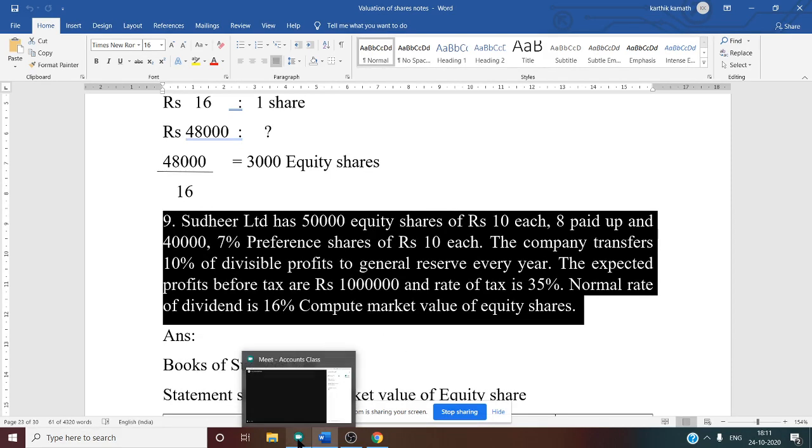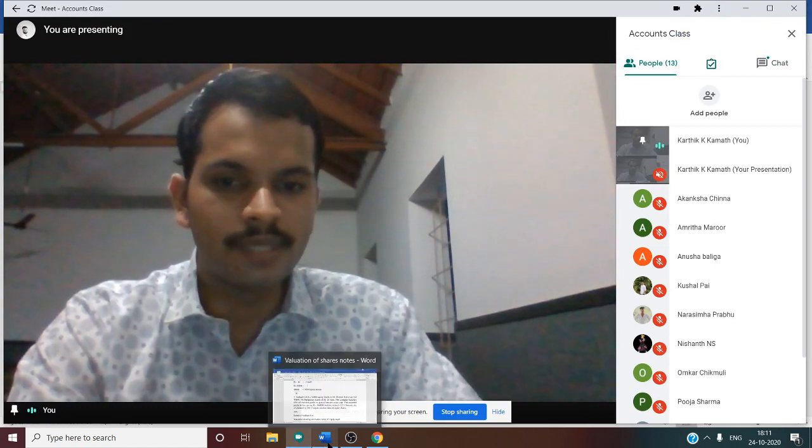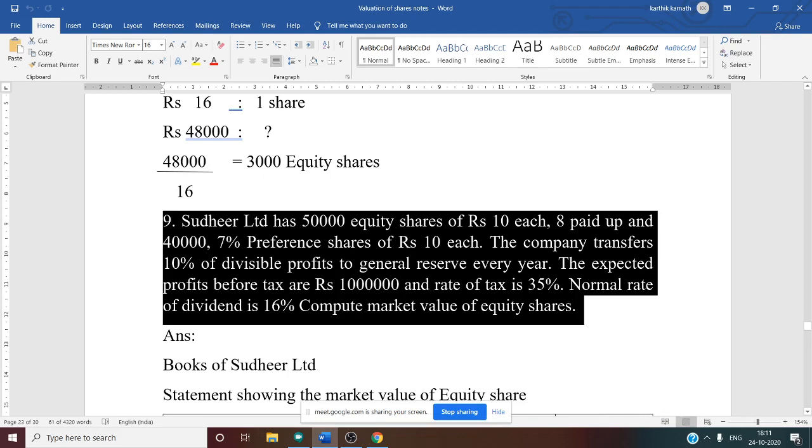Now, they have not mentioned which method to follow, whether you should follow the net asset method or market value method. In this case, it is very clear there is no information about assets and liabilities. That means only shareholders' fund information is given and there is no information about assets. So we'll assume that we need to follow the market value method. Why? Because the rate of tax is given, the general reserve rate is given, and the dividend NRR rate is also mentioned in the problem. So we just need to follow the format of the market value method.